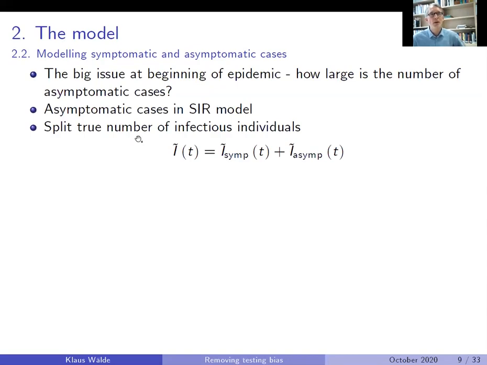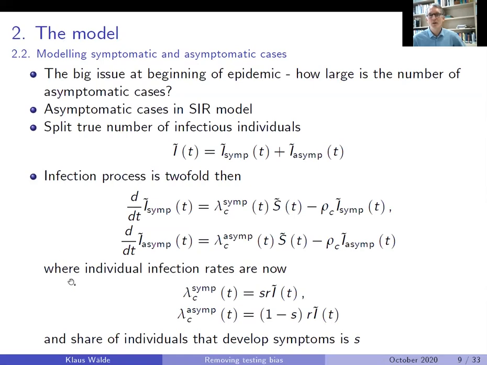We split the true number of infectious individuals, which is not observable, into the number of individuals that have symptoms and the number of individuals that are CoV-2 infected but don't display symptoms. And then we have differential equations for the number of symptomatic individuals and for the number of asymptomatic individuals that follow the same logic. There's an inflow with a certain arrival rate, you get infected. There's an inflow into the pool of being infected and having symptoms, then there's a recovery rate, and the same is true for the asymptomatic cases. So this extension is very simple.